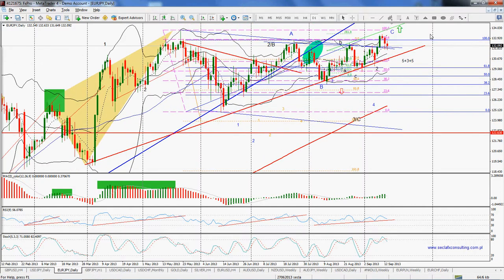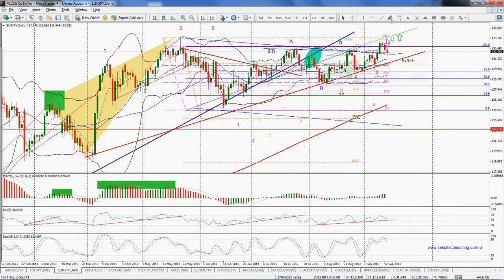In my opinion, those are 3 corrective candles, and the market is at the moment reacting to this resistance line, which is now a kind of support area for the market.